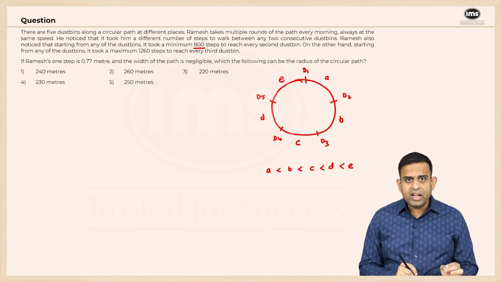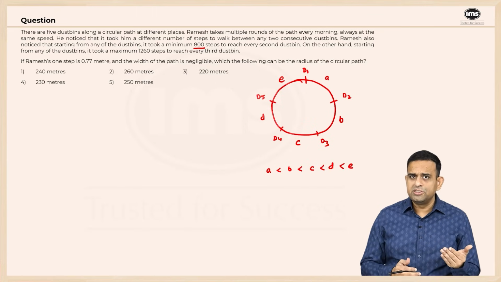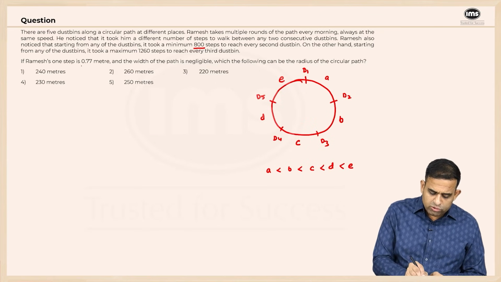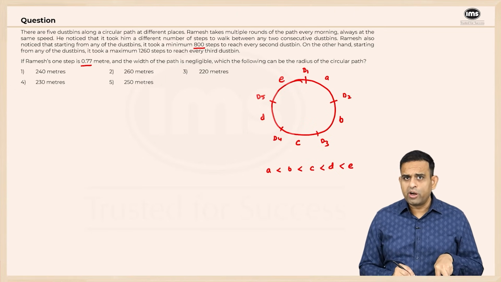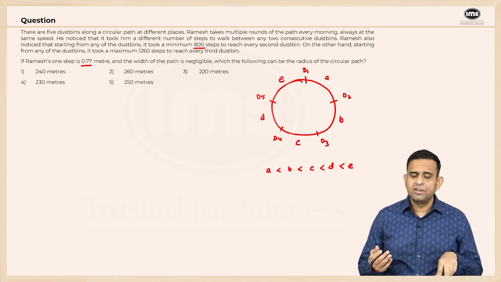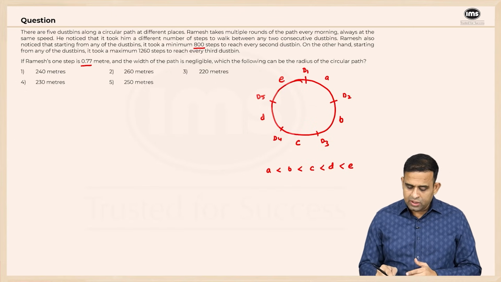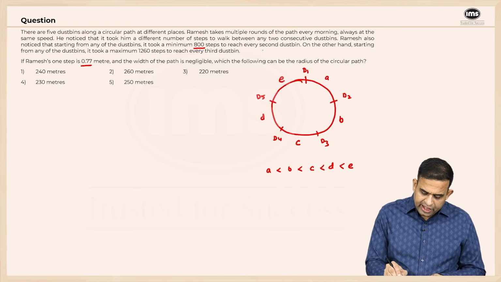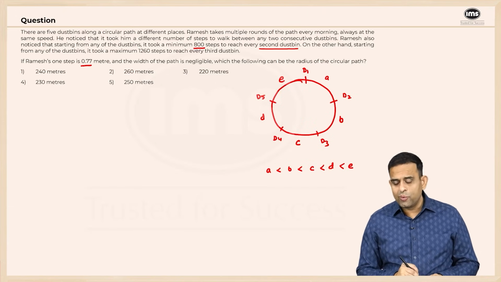If I assume A, B, C, D, E are in ascending order, then they are saying minimum 800 steps, which is equivalent to a distance, because they have also given that Ramesh's 1 step is equivalent to 0.77 meter. So when you multiply 0.77 with the number of steps taken, we can find the distance between two dustbins. If I want to reach every second dustbin, minimum 800 steps are going to be required.